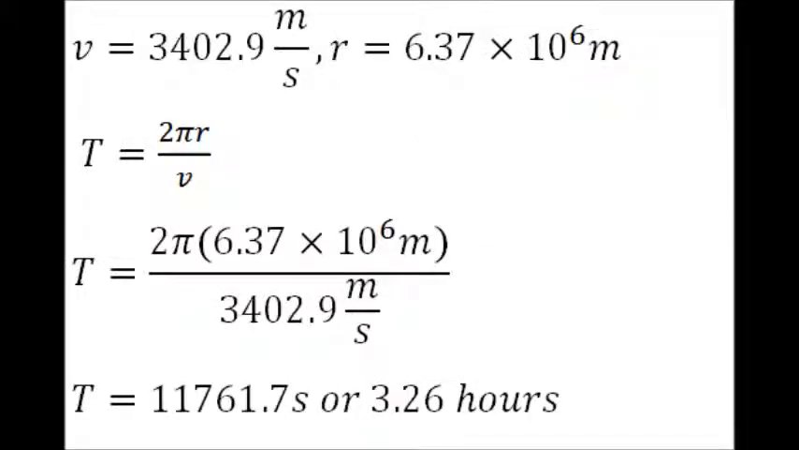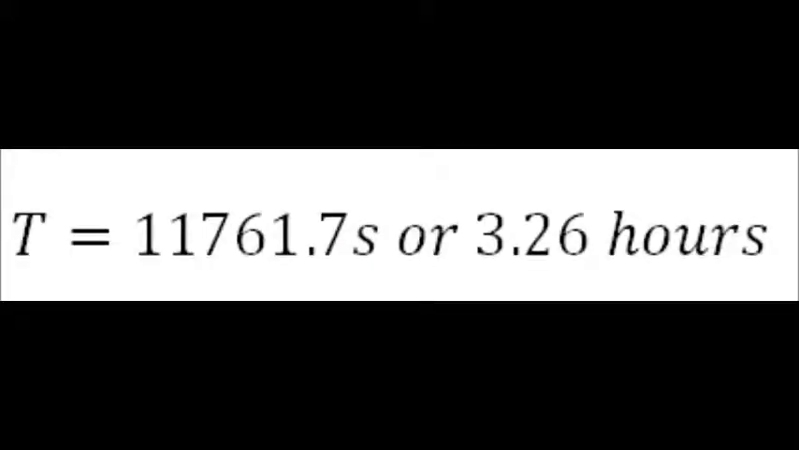Next, let's find the period it takes the Flash to run around the Earth one time. We're going to use the same velocity and radius as before, and we're going to take these values and sub it into equation t equals 2 pi r over v. This will give you a value of 3.26 hours.